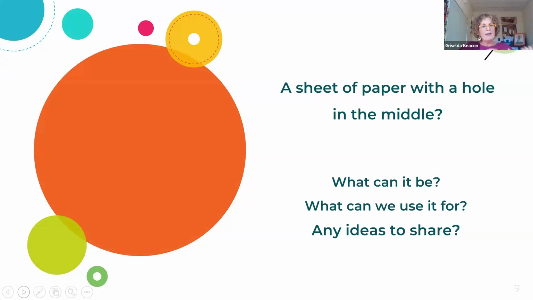Now, I have a sheet of paper here, I hope you can see it, with a big hole in the middle. And this is how I generally start with this story I'm going to tell you. And the question I ask is, what can it be? What can you use it for? Any ideas to share? And this is a moment in which you write in the chat what it can be and what you can use it for and what ideas you have. So it would be great if you can share your ideas in the chat.